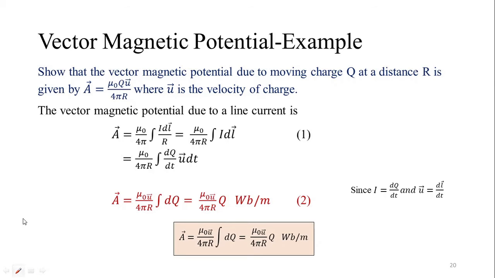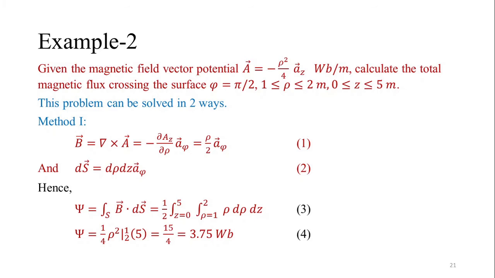By substituting those two in equation 1, dq/dt and u vector dt, you can cancel dt. So μ₀ u/4π r integral dq, and integral dq will be q. So A vector is μ₀ u q/4π r, and the unit is Weber per meter. Let's see the second problem.